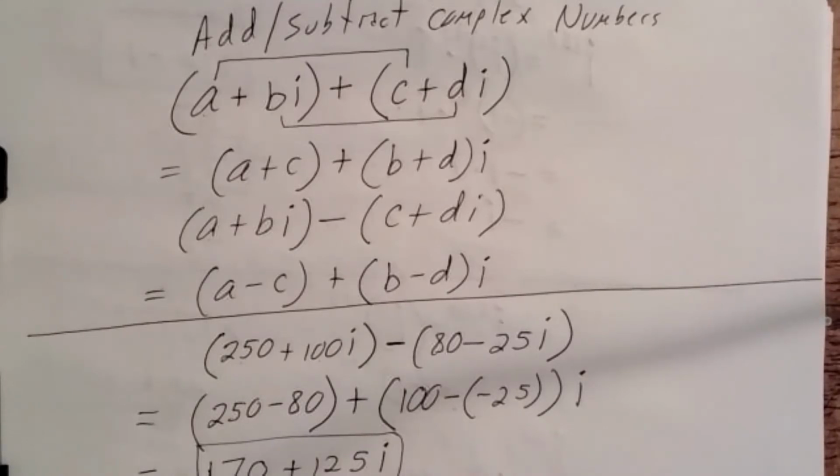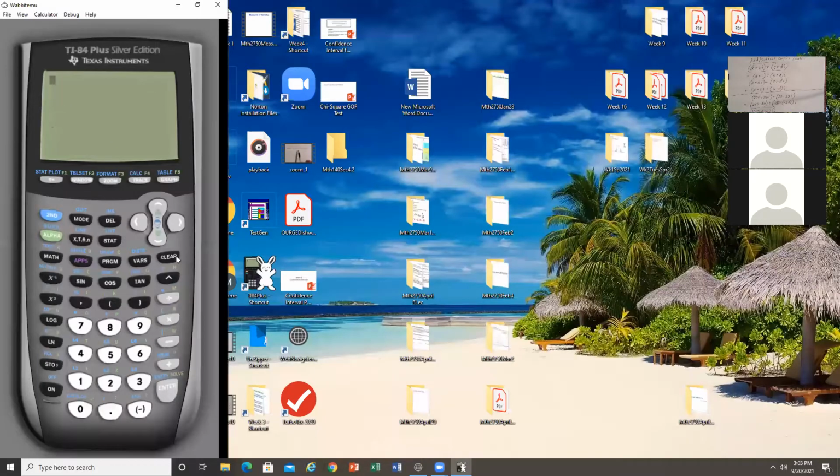You know, ladies and gentlemen, you can do this on your calculator. You can subtract complex numbers on your machine. I'll show you how to do this problem on your calculator. So let's show you how to subtract complex numbers on your calculator. We have 250 plus 100i inside parentheses. Now we've got to go get i. Where does i hang out?